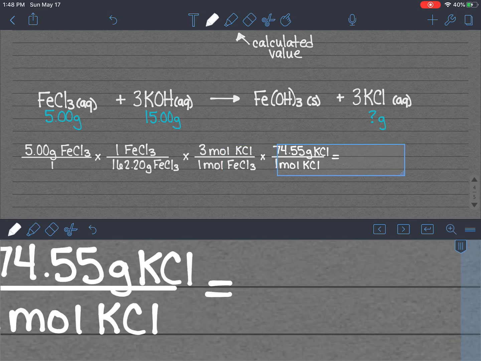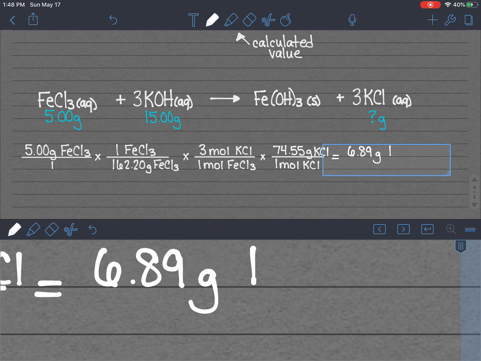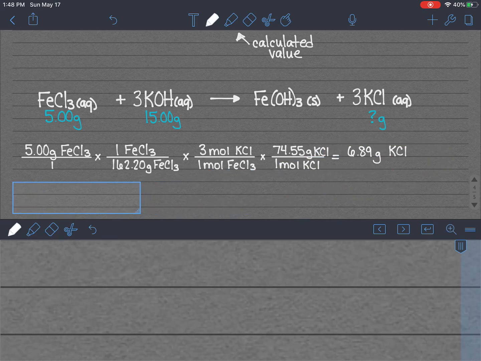All right, and I'll do that calculation here quickly. So 5 divided by 162.20 times 3 times 74.55 will produce a maximum amount of 6.89 grams of KCl. Again, we have to determine which is the limiting reactant amount, and then we can do our problem from that, go from there. So I'm going to start off my next section with the KOH, and again, just determine how much KCl.